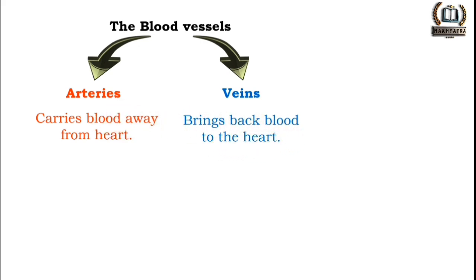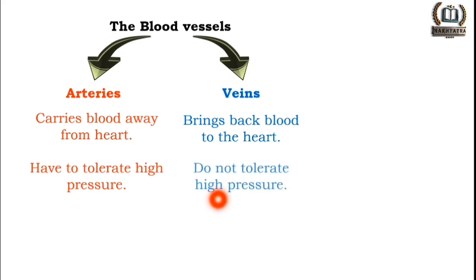So arteries carry blood from the heart, but veins bring that blood back to the heart. Arteries have to tolerate high pressure. So when arteries carry blood from the heart, they have to tolerate high pressure, but veins do not tolerate high pressure. When veins bring blood to the heart, they do not have to tolerate such high pressure.